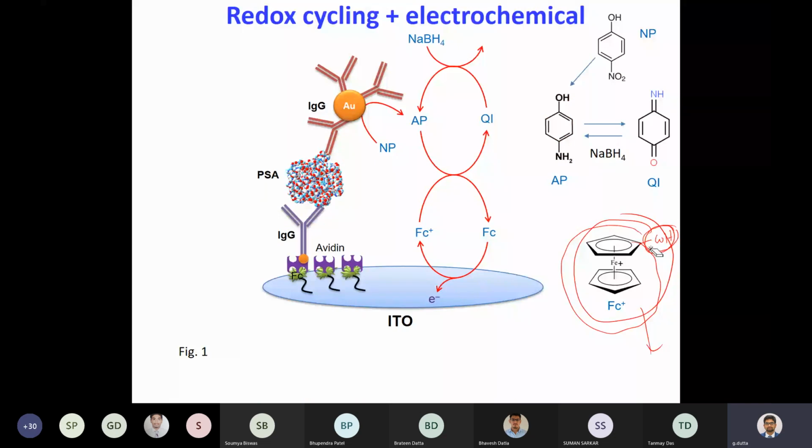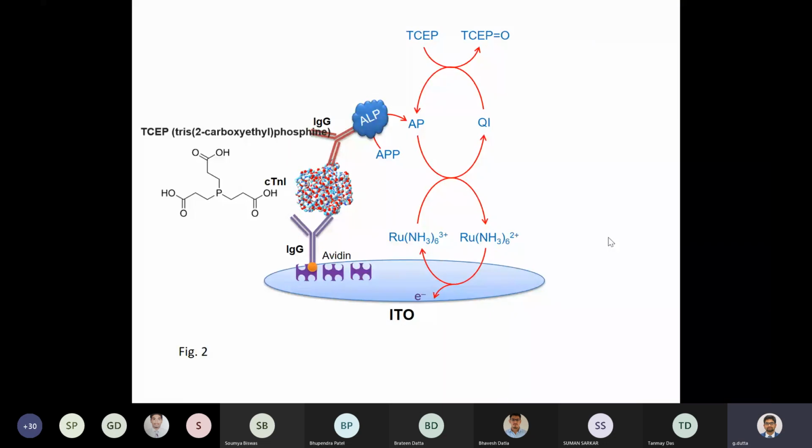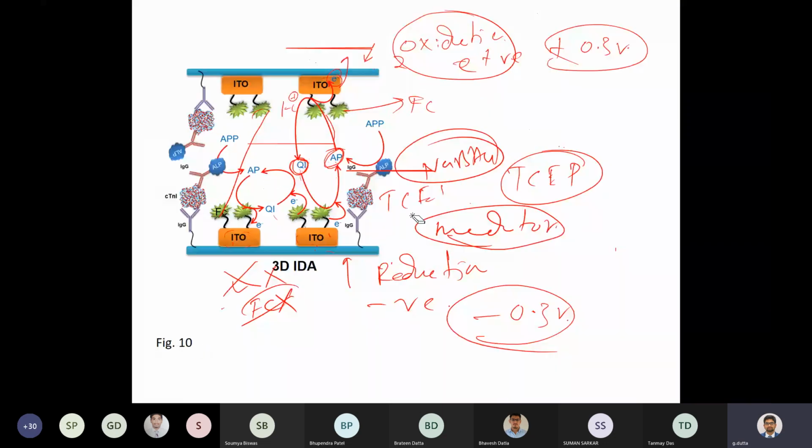So instead of adding from outside, we can immobilize the electrode mediator on the surface. Make it clear, fast. This is a very simple method, and there is no need to add the chemical from outside. Second thing, we can use the electrode itself for the oxidation and reduction case. We can avoid using some reducing agent, maybe like T-shape or sodium borohydride. So one electrode can be used for oxidation, another electrode used for the reduction.